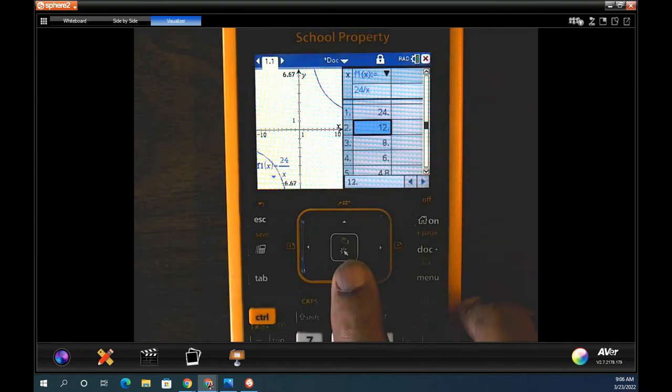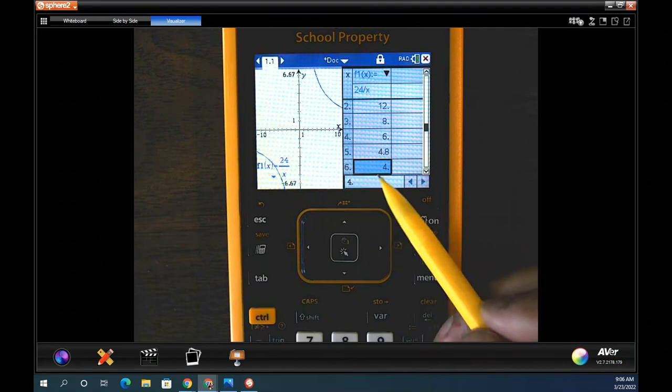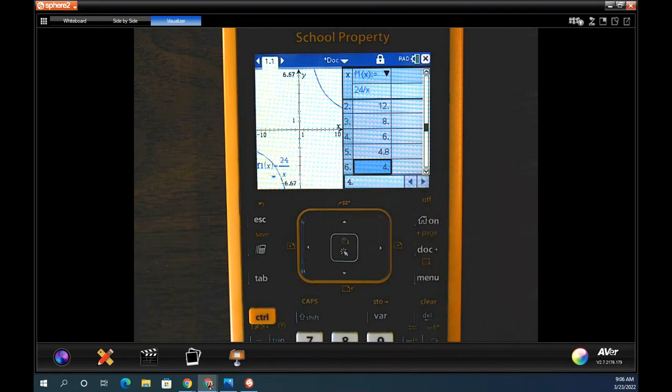24 is not. 12 is not. 8's not. 6 is not. 4.8. Skip the decimals. There we go. 4. So it is 6 times 4. Right there. All right.